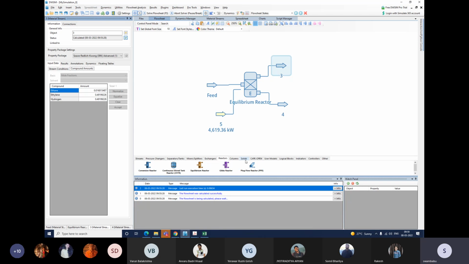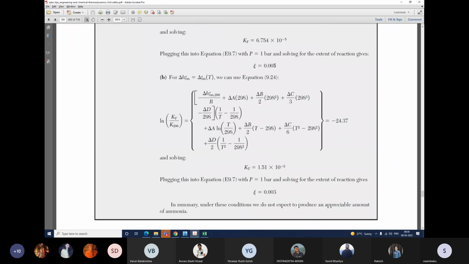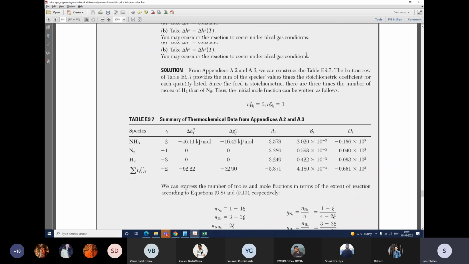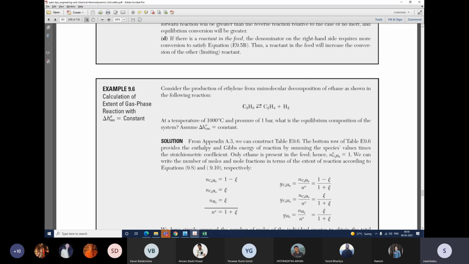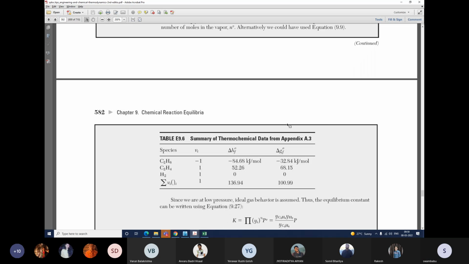What is the need of this equilibrium composition? What is the need of this equilibrium? Here we have shown, for this reaction, what is the equilibrium composition at this temperature, at this pressure.